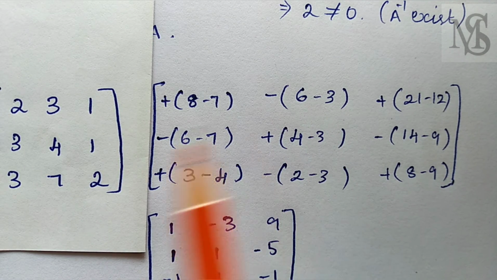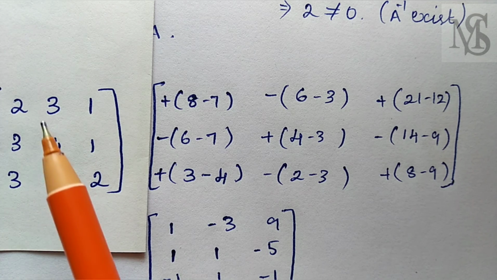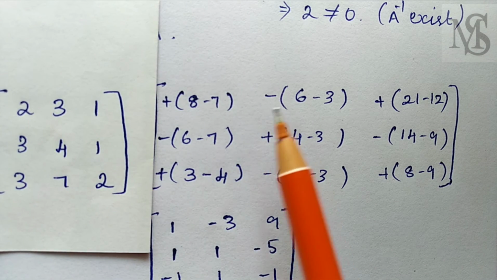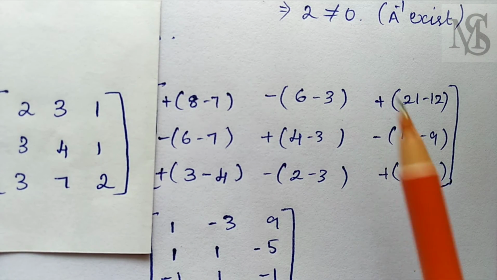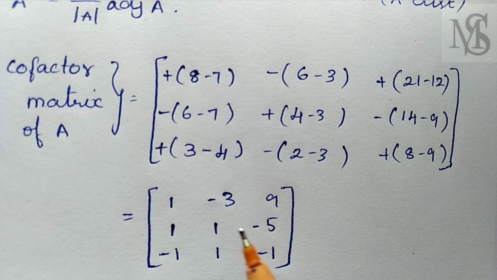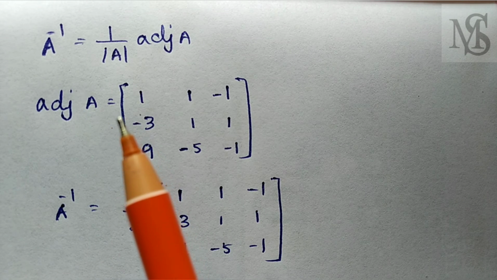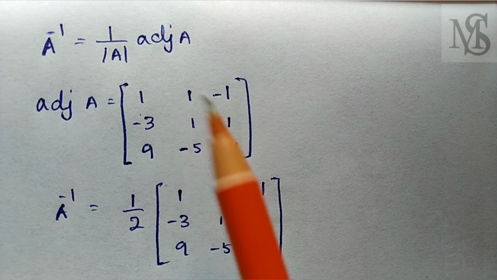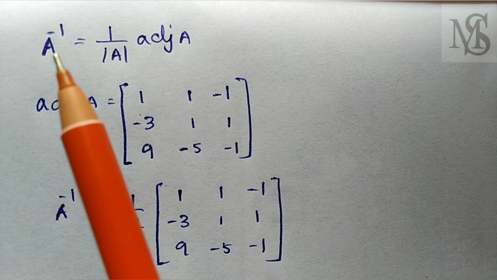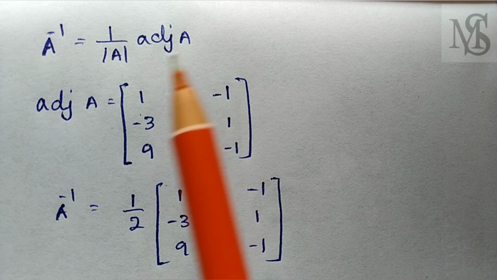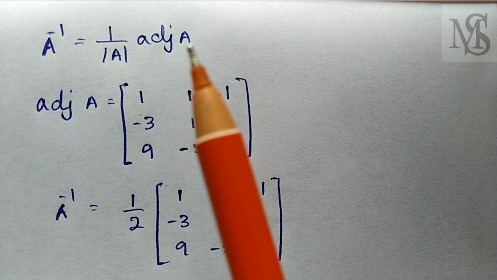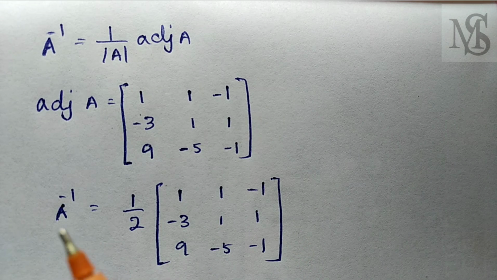Here 1. In the second place, without considering the values which are in the second column and the first row, the remaining values have to be cross multiplied and subtracted. 3 into 2 is 6, minus 3 into 1 is 3. Like that we have to solve everything. By solving we get a matrix like this. Adjoint A is equal to, we have to transpose the cofactor matrix and write it here, this is the value of adjoint A. Next we have to substitute in this formula. A inverse is equal to 1 by modulus A into adjoint A. Modulus A value is 2. That is A inverse is equal to 1 by 2 into adjoint A. The adjoint A matrix we can write as it is here. This is the answer of A inverse.